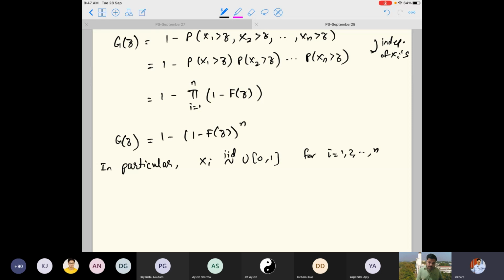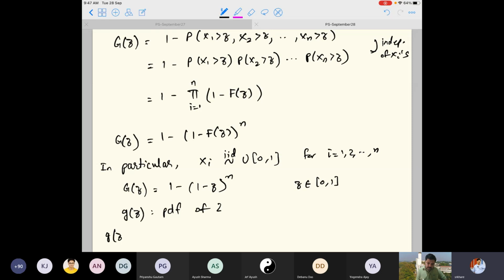Then what will happen? What is G(z)? G(z) is 1 minus... now you tell me what will be the G(z)? (1 minus z) to the power n, right? This is what I'll have, and z will be between 0 and 1, right? So that's what I'll have. And when I differentiate, this will be the PDF of z.